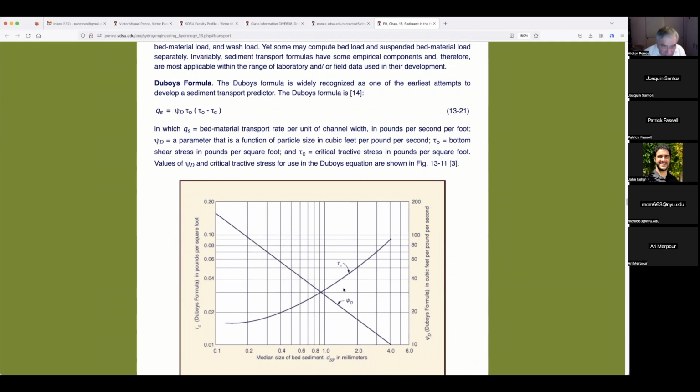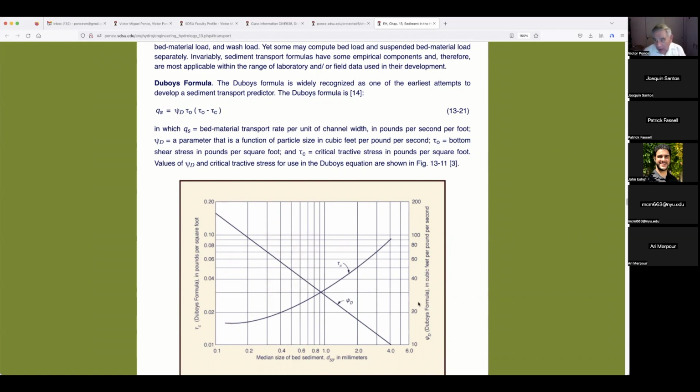We got the tau sub C. No, I'm sorry, I take that back. The tau sub C is this line over here, and it's to be read on the left side of the graph, of the ordinates. And the size of D is to be read on the right side.